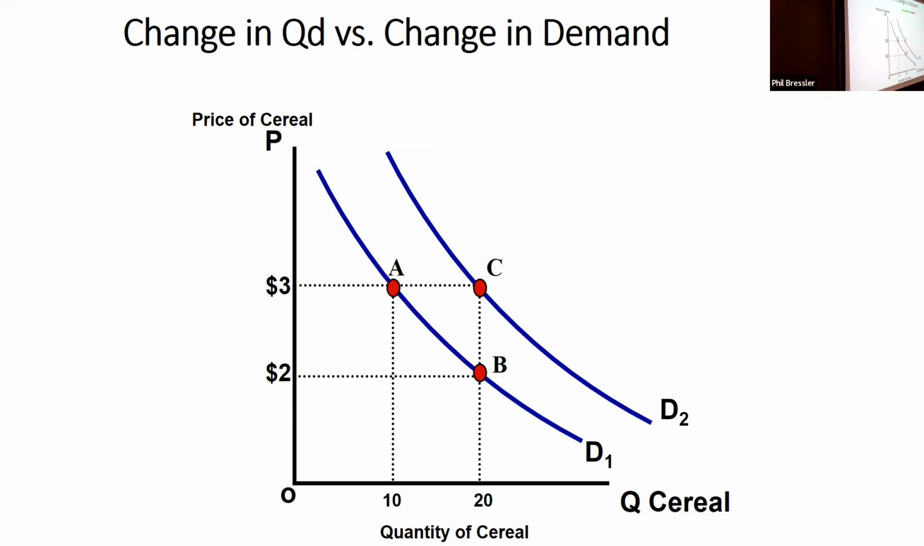All right, before we get to this, we've got the timer, right? So the shifters of demand, the timer: taste, income, market size, expectations, related goods, which are substitutes and complements. They are the only things that could shift the curve from A to C.